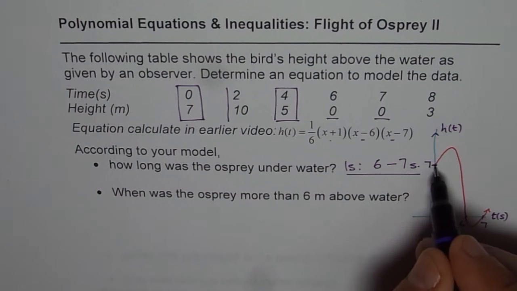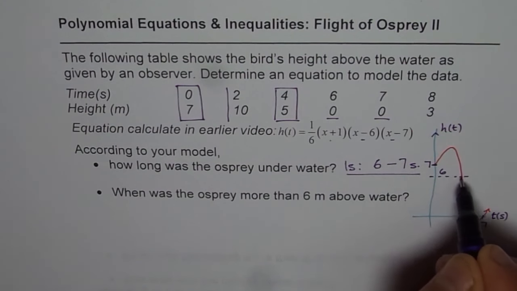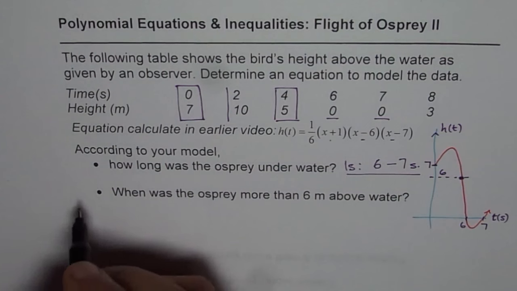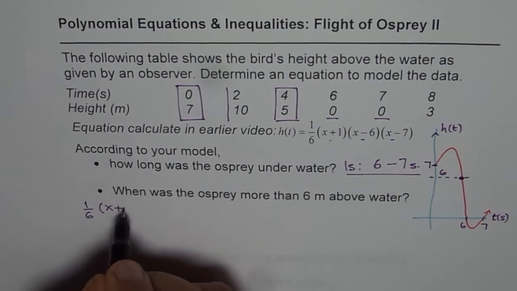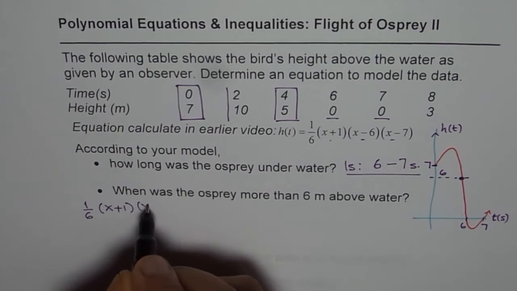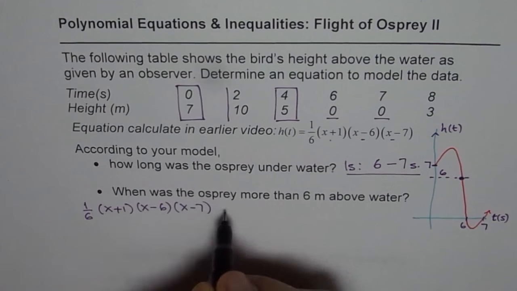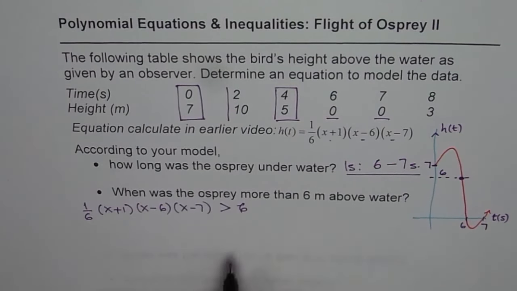So that means, let us say if this is 7 meters, then of course 6 will be somewhere here, right? So let's say this is 6 meters for us. We need to find that point. How to find this point? That is the question. So we know the equation, height is given by 1 over 6 times x plus 1 times x minus 6 times x minus 7. And we need this height to be greater than 6, more than 6 meters.